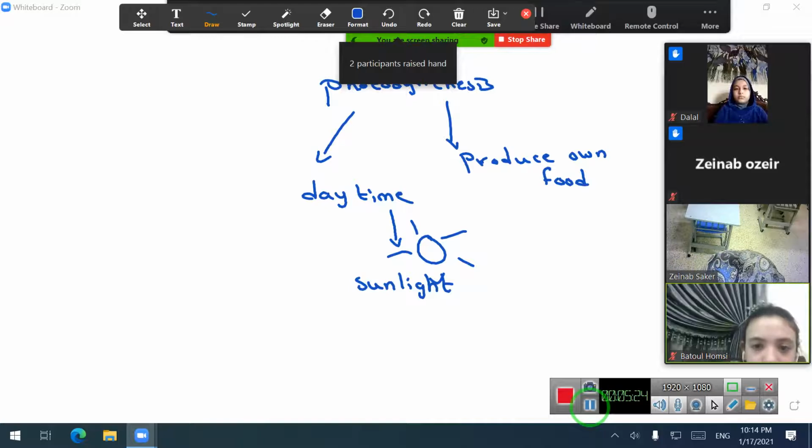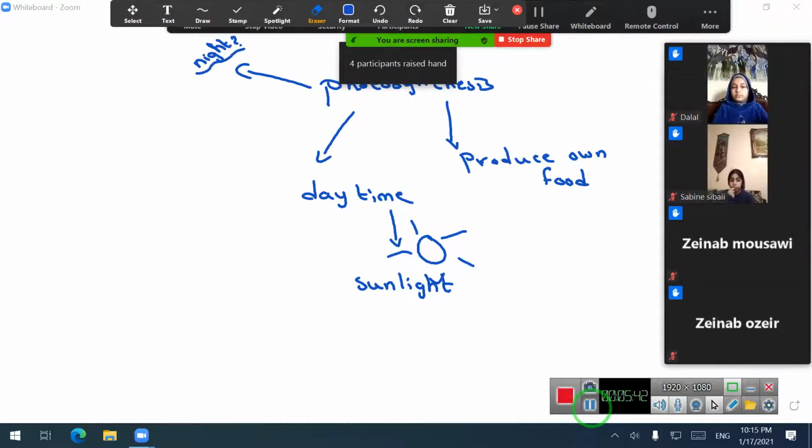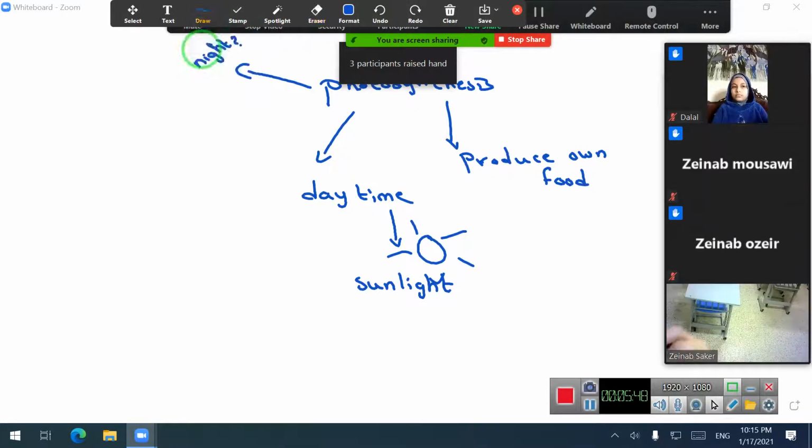So Ola, please can you answer me now? Can photosynthesis take place during night? No. Why, Ola, no? Because there is no sunlight. Excellent, because at night there is no sunlight. So no sunlight means no photosynthesis takes place.